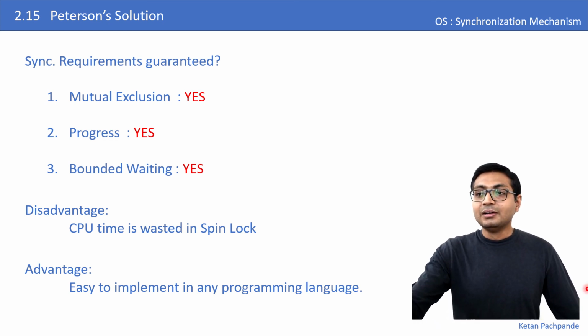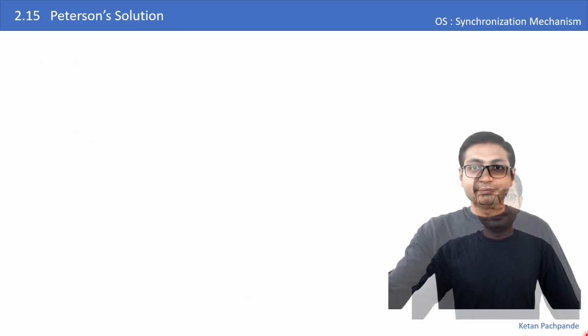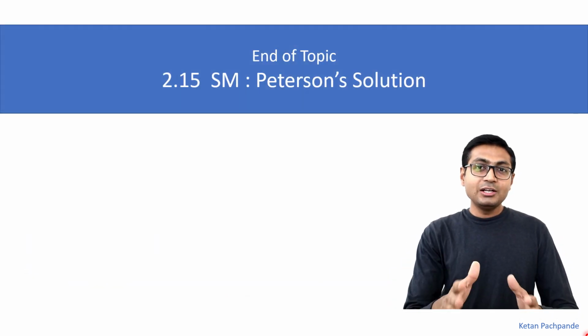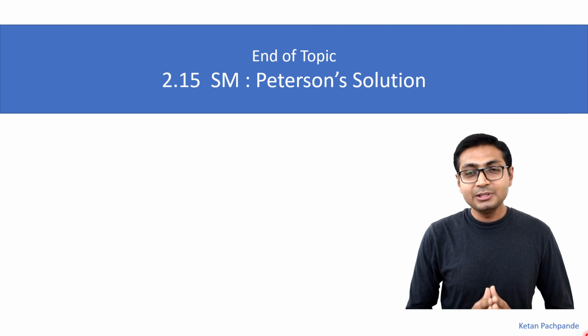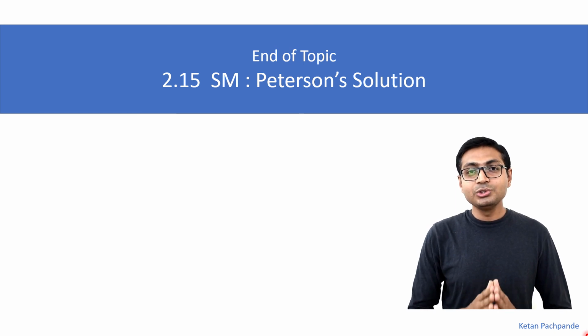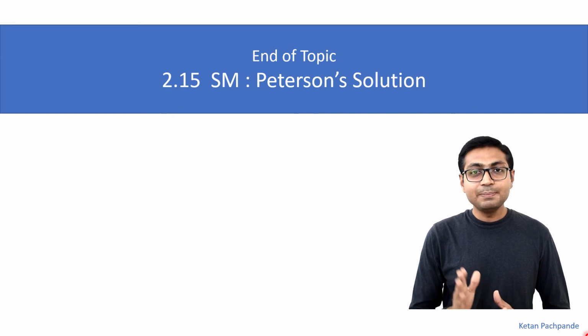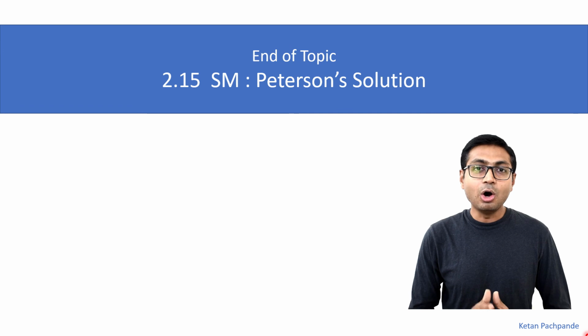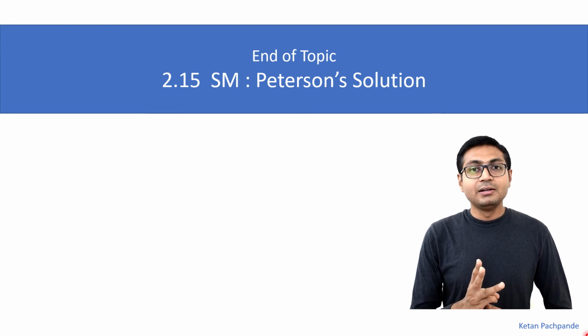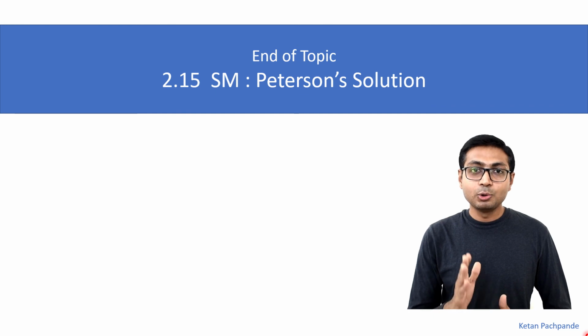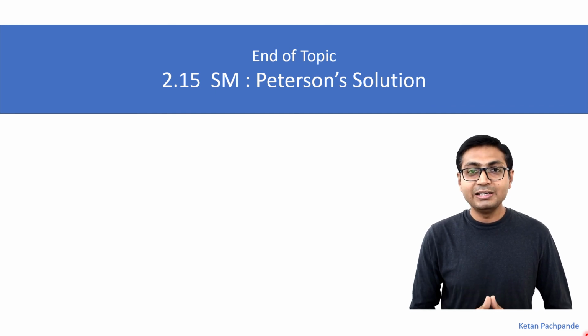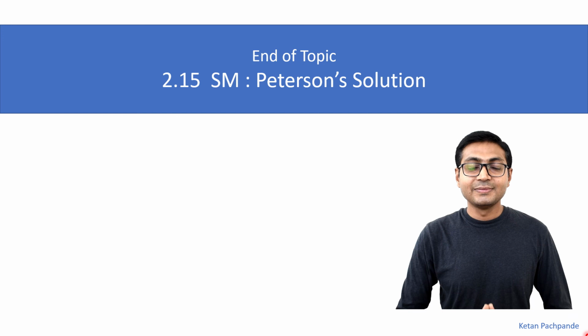Alright. So that's how we reach the end of this topic, Peterson solution. Remember that out of the three solutions that we discussed: lock variable, strict alternation, and Peterson solution, the Peterson solution guarantees all the three requirements of the synchronization mechanism: mutual exclusion, progress, and bounded waiting as well. So with this, I conclude this video.